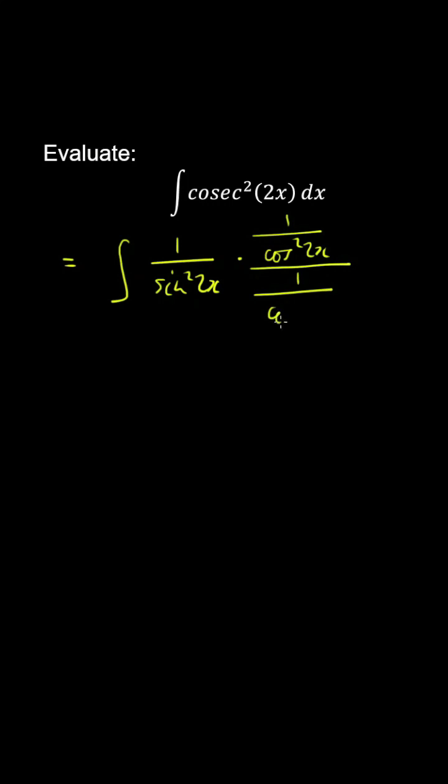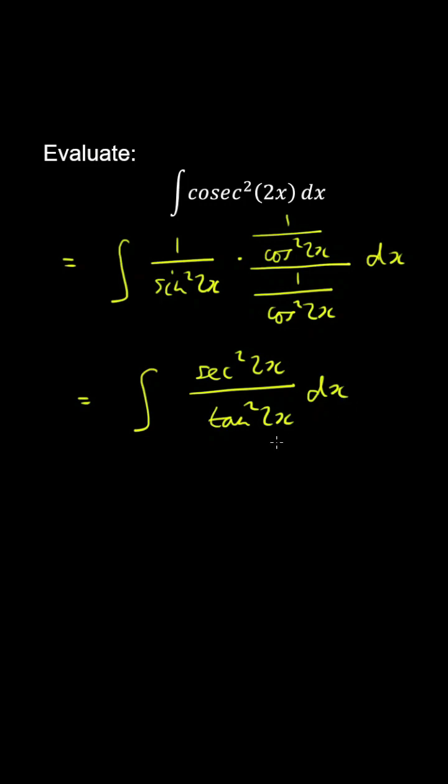Let's evaluate this integral, so we can try to manipulate it to apply u substitution. So cosec squared 2x is 1 over sine squared 2x, and we can multiply this by 1 over cosine squared 2x on 1 over cosine squared 2x. So we can rewrite this as sec squared 2x in the numerator, and in the denominator we have tan squared 2x integrated over x, and now we can use u substitution.